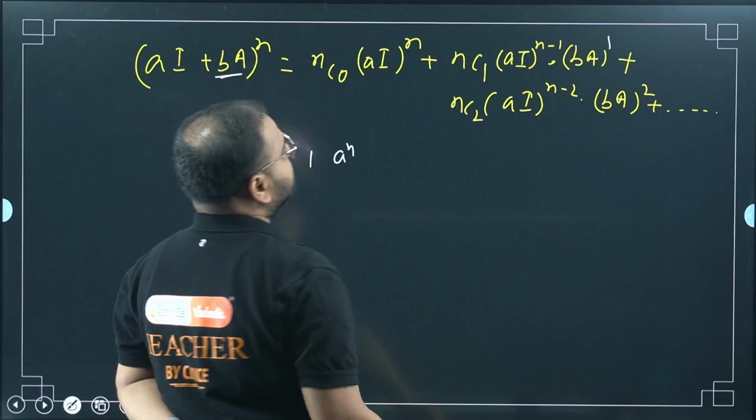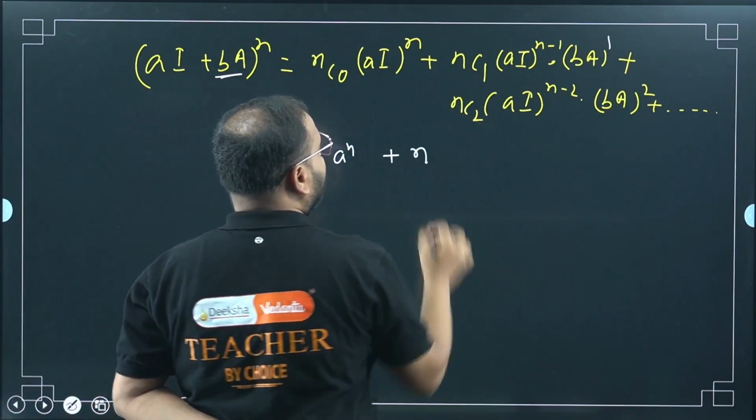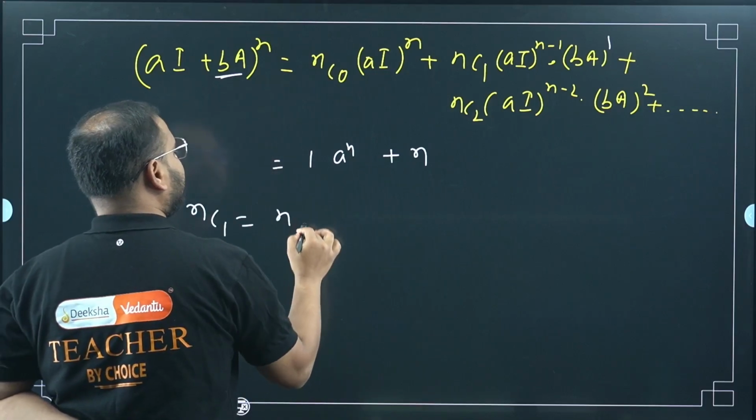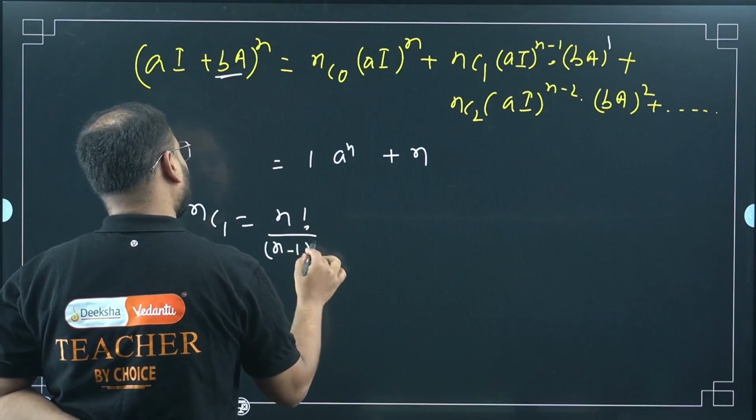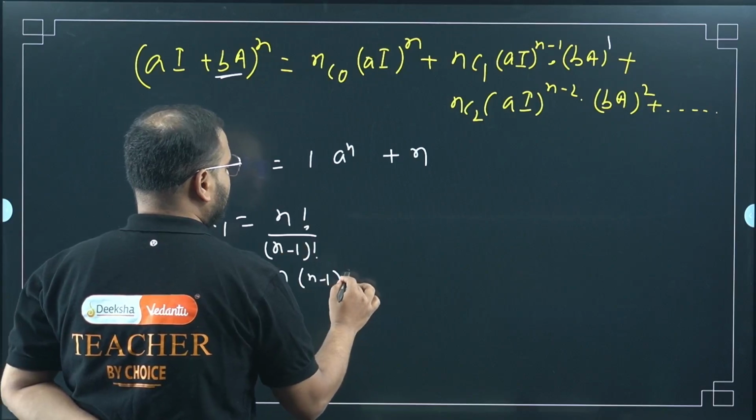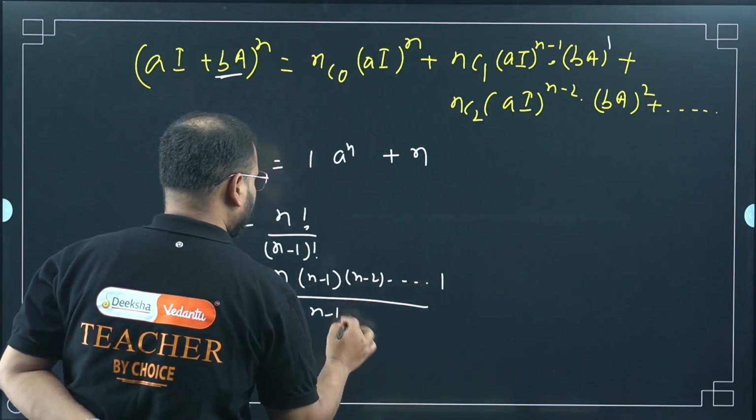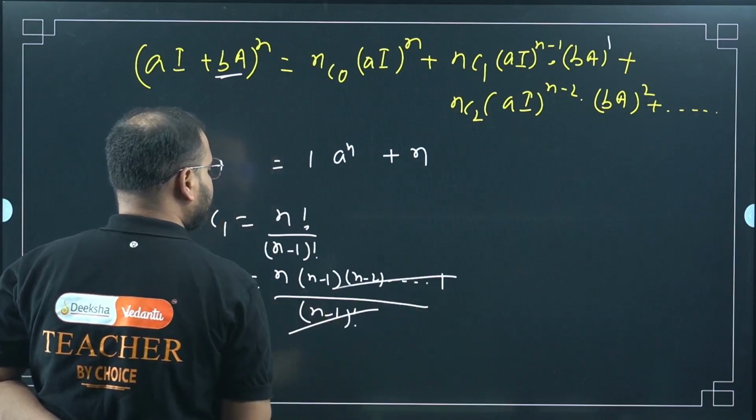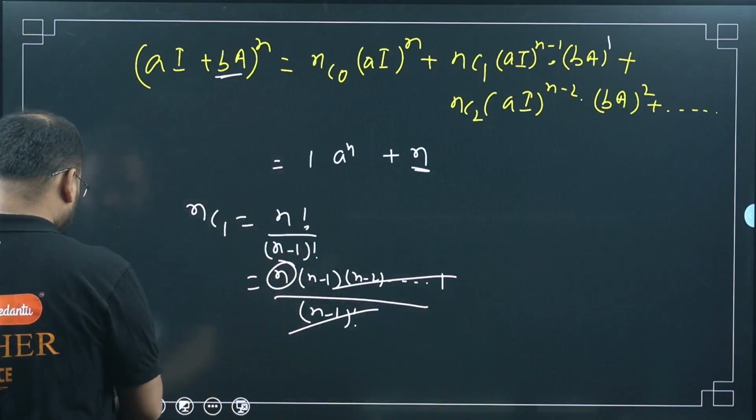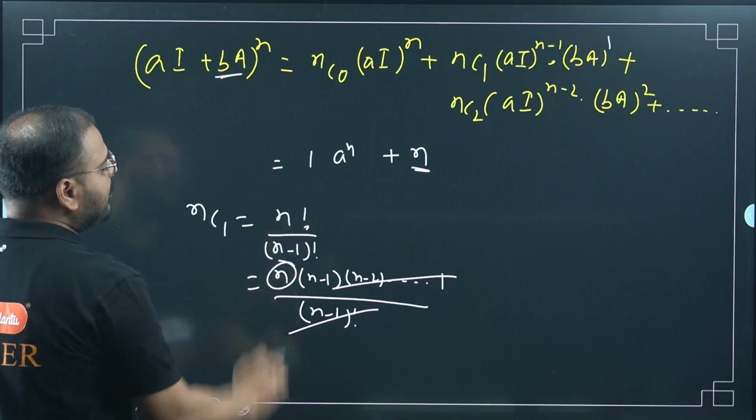Alright, sir. Okay. Now what? Moving on. nc1 will be what? n. If you want to know how nc1 is n, it will be n factorial upon n minus 1 factorial. Right? So I can write this n factorial as n times n minus 1 times n minus 2 and so on till 1, divided by n minus 1 factorial. Isn't this and this same? What am I left with? Only n. So that's how I wrote it as n. I wrote nc1 as n factorial upon n minus 1 factorial.